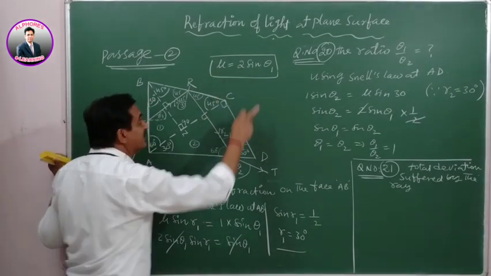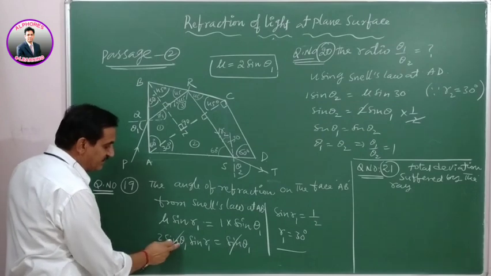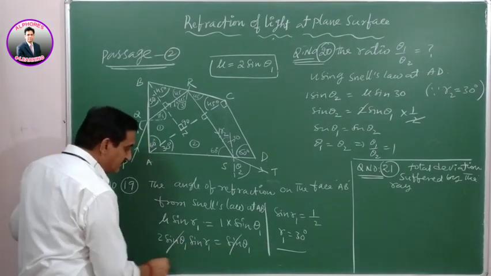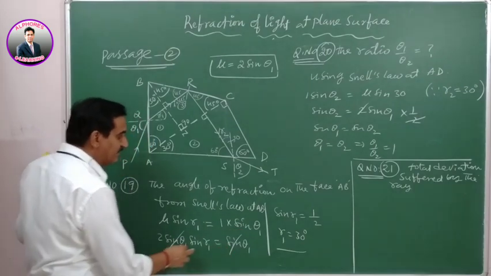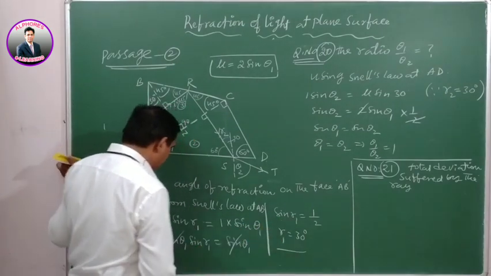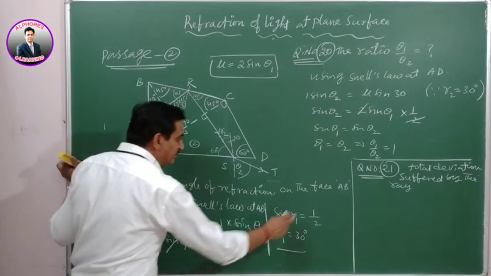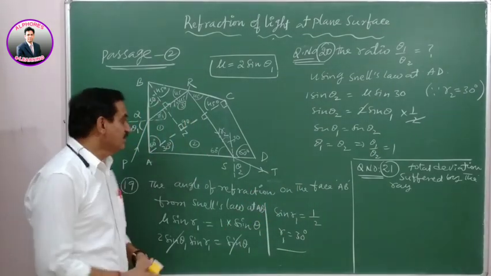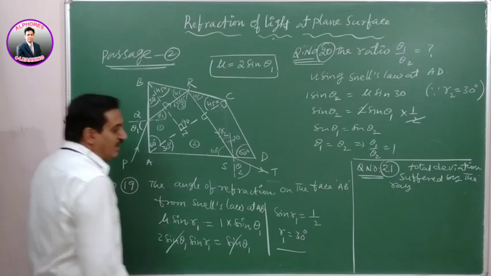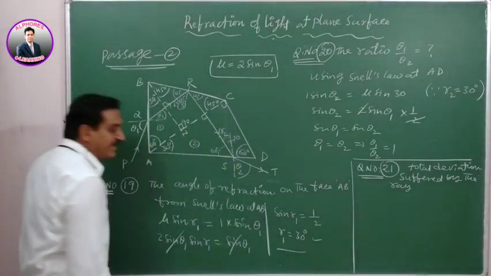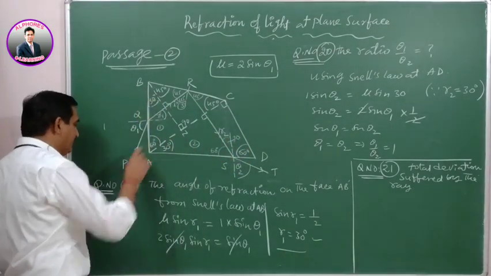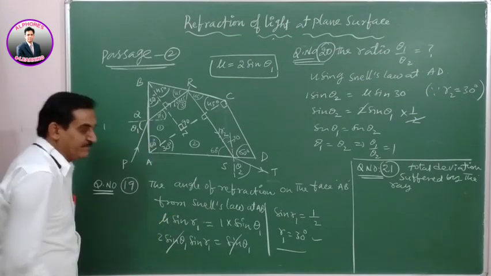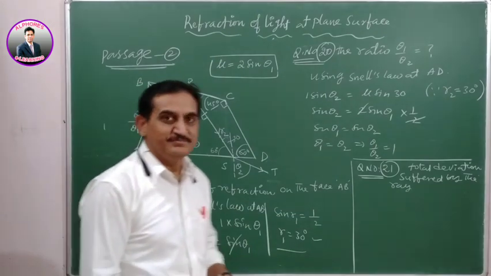Mu value is 2. Put here 2 sine R1 equals sine theta 1... 2 sine R1 is equal to sine theta 1. Sine theta 1 gets cancelled. Then sine R1 is equal to 1 by 2. R1 is 30 degree. Yes, so the first question's answer is over. This is the angle of refraction at the face AB, that is 30 degree. So over. Next go for the second problem.